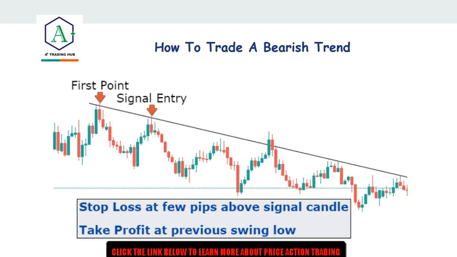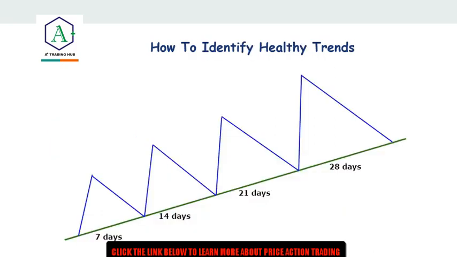We have a series of swing lows here. This is a swing low, this is a swing low, this is a swing low. So your take profit will be at the previous swing low. So that is how you trade a bearish trend. It is also hard for traders to identify a healthy trend. What I just put up here is how you can easily identify a healthy trend.